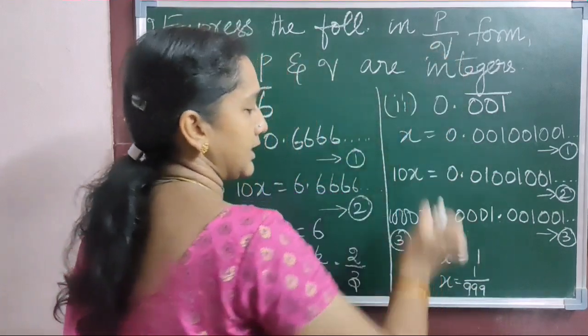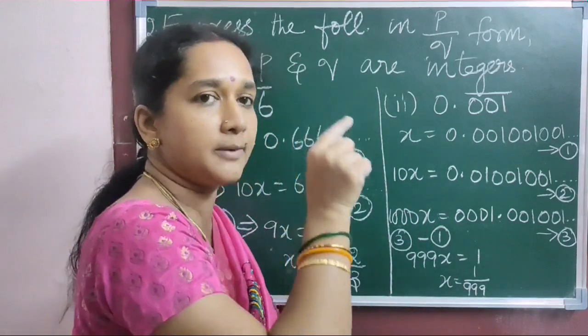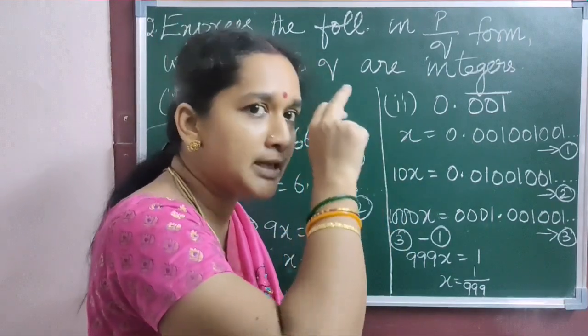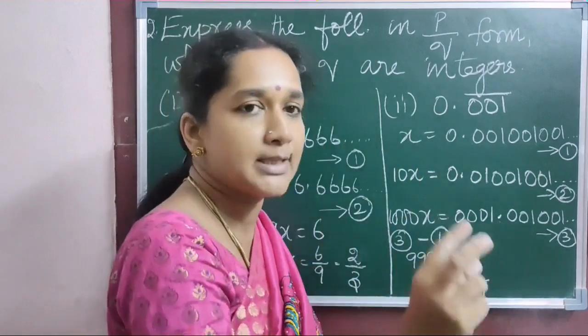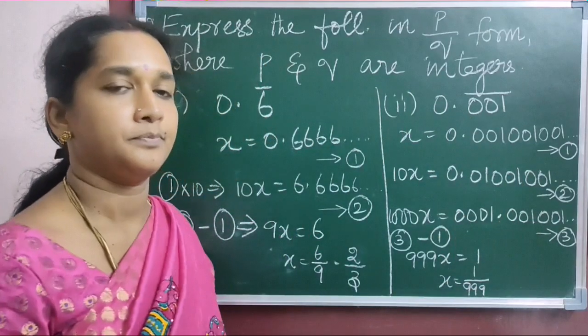So you got the answer in P by Q form. So this is how you have to do it. Whatever numbers are repeated, whatever numbers are there below the bar, only that many powers of 10 you have to multiply, and subtract in this method.